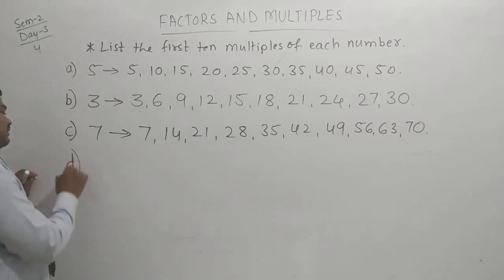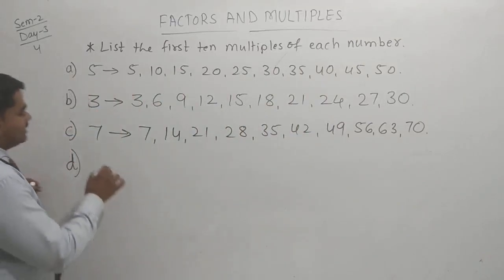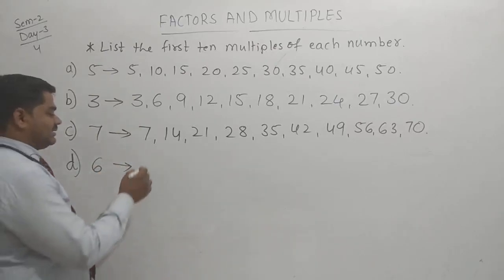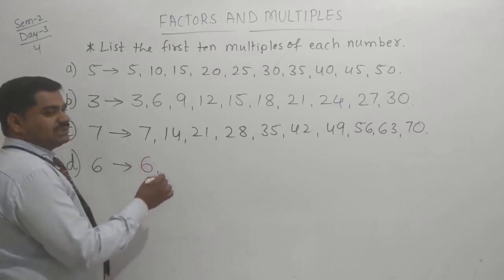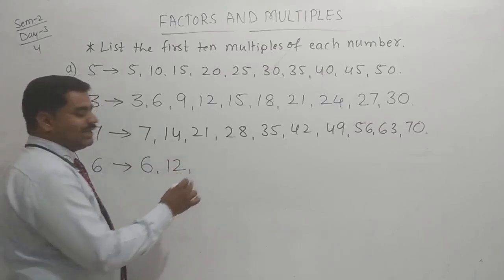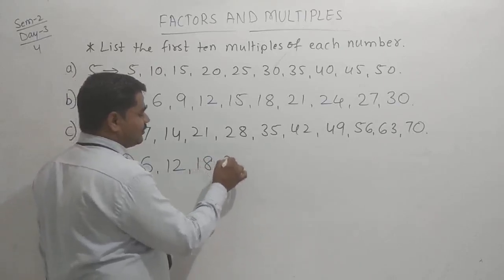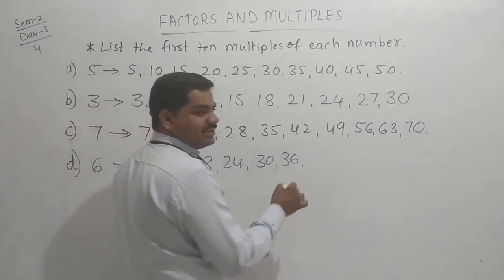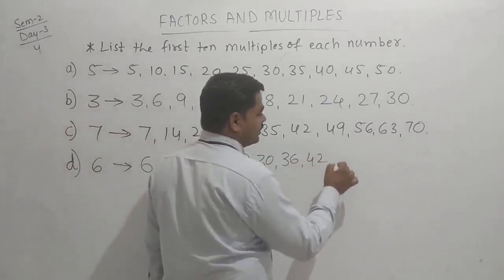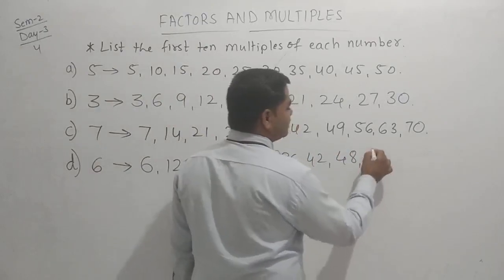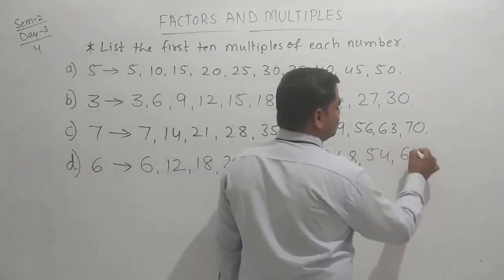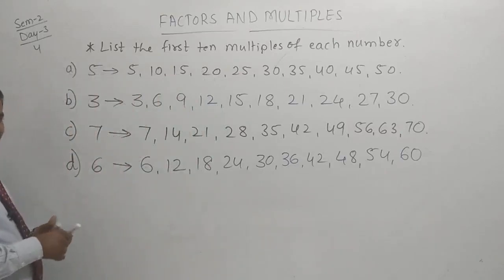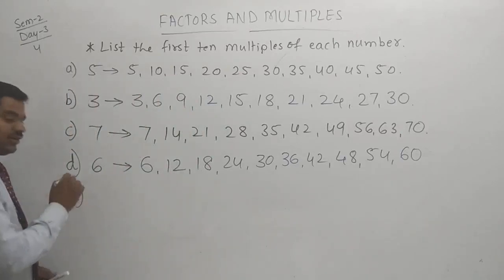Next we can take, write the first 10 multiples of 6. Simple question. 6 table. Count with me. 6 1s are 6, 6 2s are 12. Loudly. 6 3s are 18, 6 4s are 24, 6 5s are 30, 6 6s are 36, 6 7s are 42, 6 8s are 48, 6 9s are 54, 6 10s are 60. First 10. Clear? Is there any doubt? If you have doubt, give a call to me.